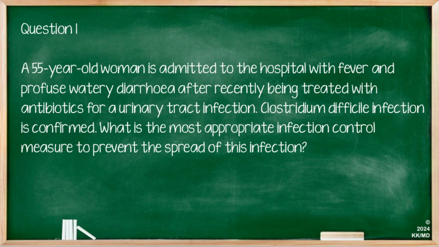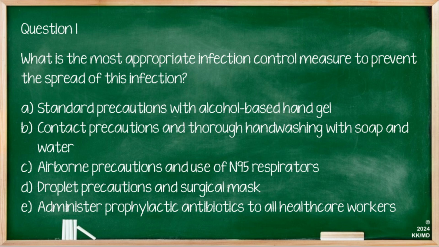A 55-year-old woman is admitted to hospital with fever and profuse watery diarrhoea after recently being treated with antibiotics for a urinary tract infection. C. difficile infection is confirmed. What is the most appropriate infection control measure to prevent the spread of this infection? So our options are: A, standard precautions with alcohol-based hand gel; B, contact precautions and thorough hand washing with soap and water; C, airborne precautions and use of N95 respirators; D, droplet precautions and surgical mask; E, administer prophylactic antibiotics to all healthcare workers.